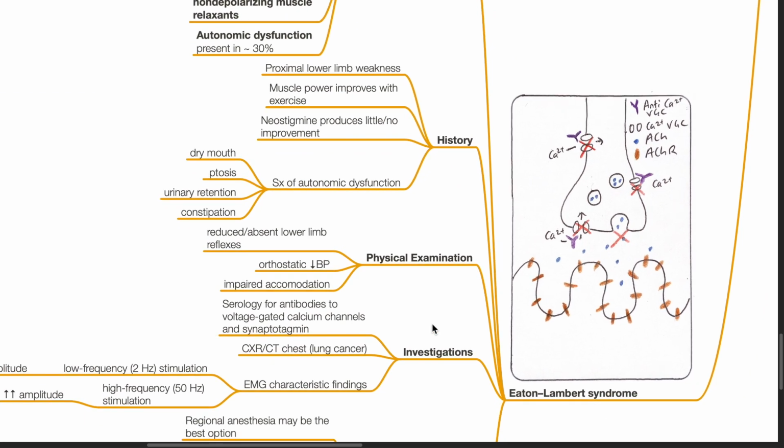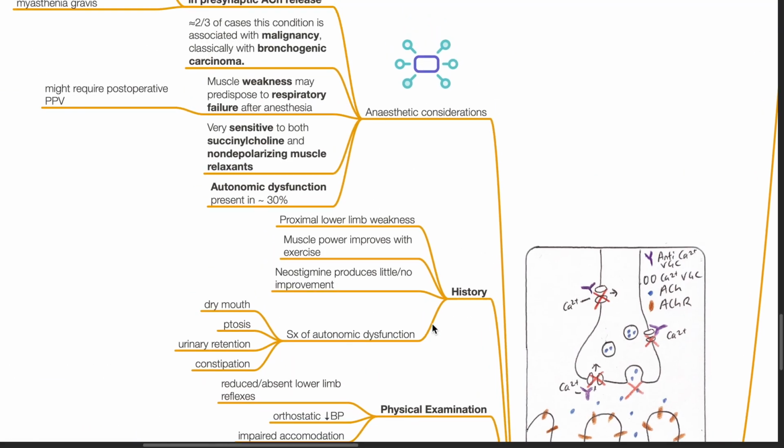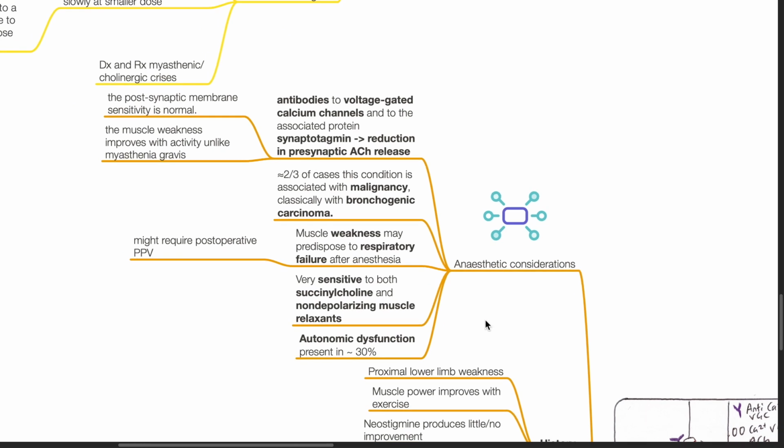Next, we move on to Eaton-Lambert syndrome. Anesthetic considerations. There is presence of antibodies to voltage-gated calcium channels and to the associated protein synaptotagmin, and this results in reduction in presynaptic acetylcholine release. The postsynaptic membrane sensitivity is normal.